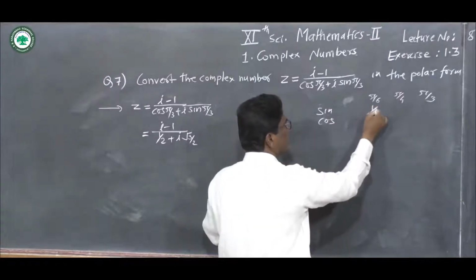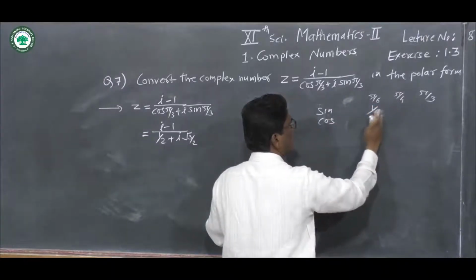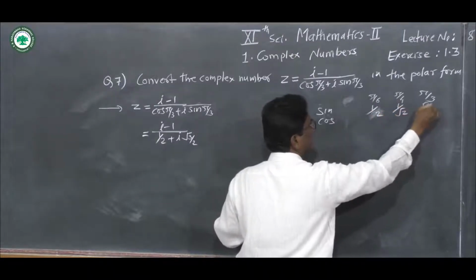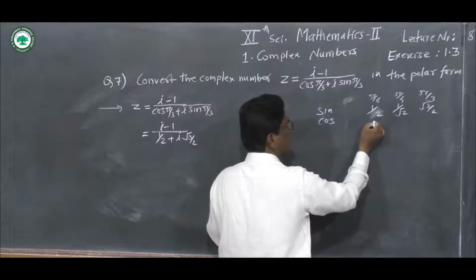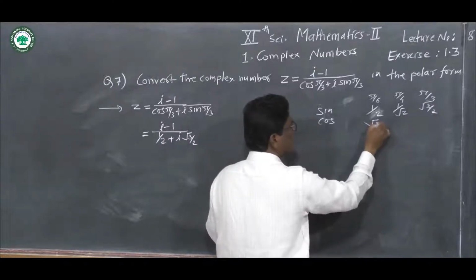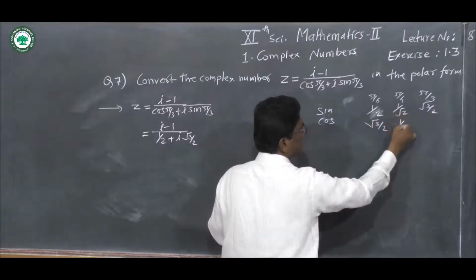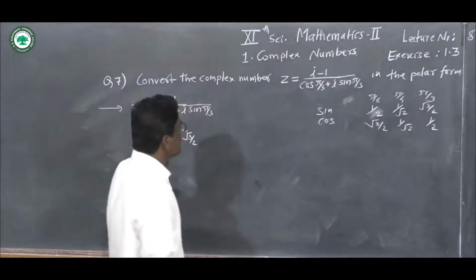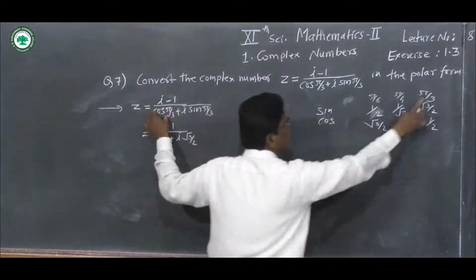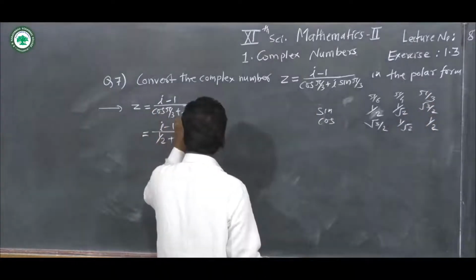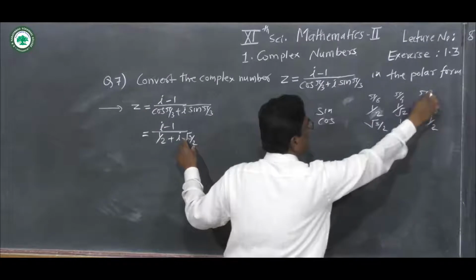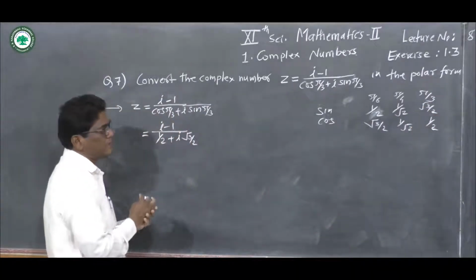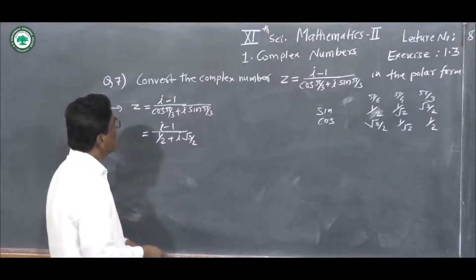Here it is 1 upon root 2, 1/2. Here 1 upon root 2 and here root 3 divided by 2. Now see cos of pi by 3, it is 1/2, plus i sin of pi by 3, sin of pi by 3 is root 3 by 2. We must know the table of sin and cos for the standard angles.